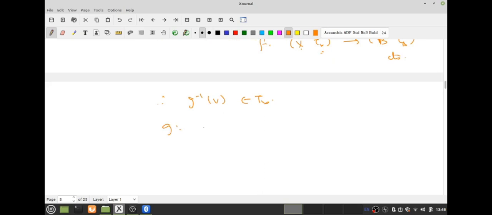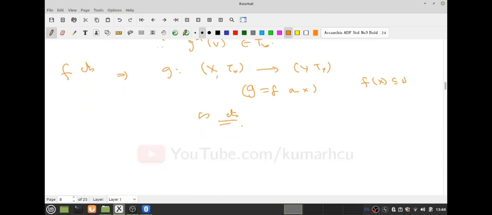That means g, if I consider it as a map from (X, tau X) to (Y, tau Y), where g equals f for all x, and f of x is contained in B, this is continuous. So f continuous implies g continuous. Okay, pause, review, proceed. Do not get confused, these are all extremely easy, except people don't teach such things.